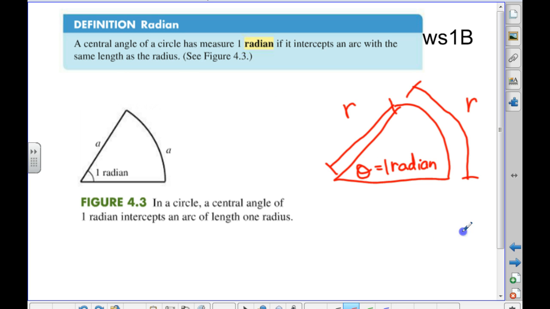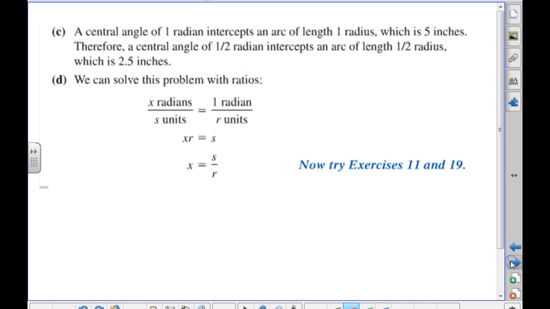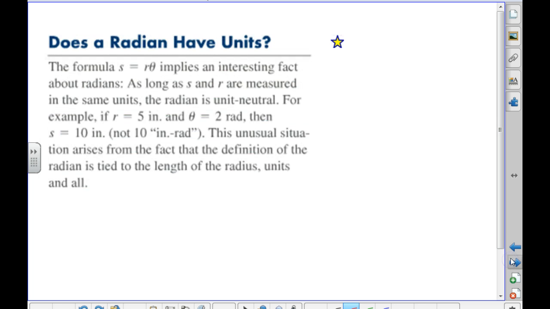And a radian can disappear and reappear. I'm trying to find the little note about that. Here it says, so when we have this arc length formula that we're going to talk about in a second, as long as S and R are measured in the same units, the radian is unit neutral. So when we take 2 radians times a radius of 5 inches, we just get an arc length of 10 inches. The radians goes away.